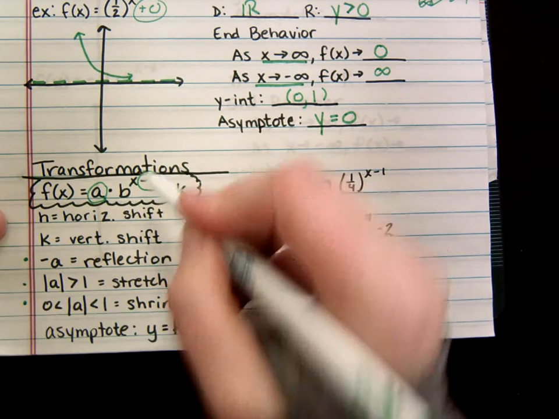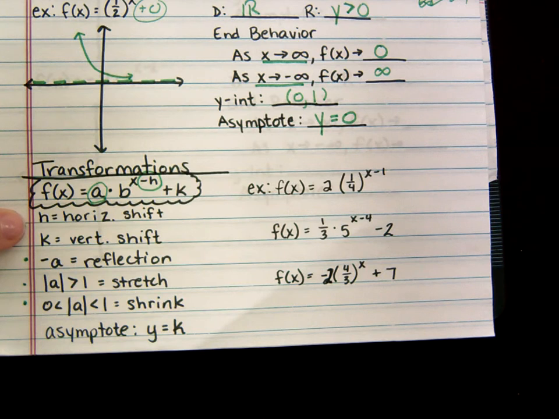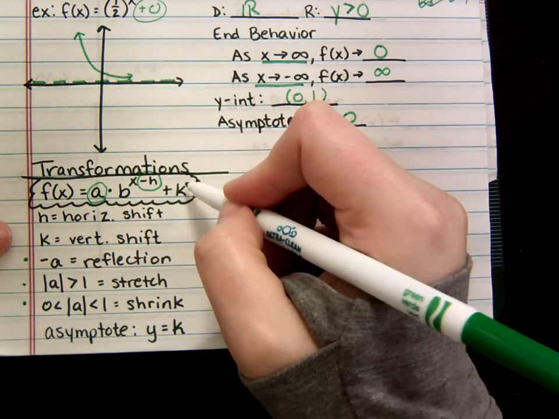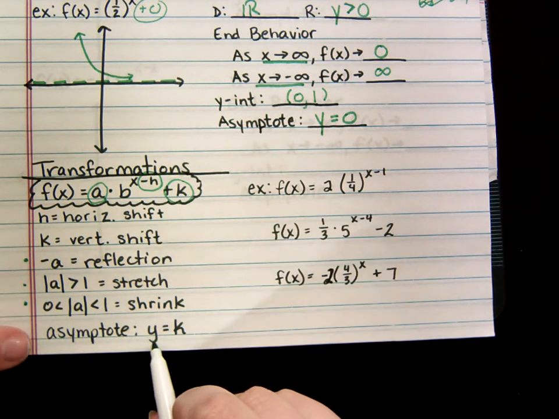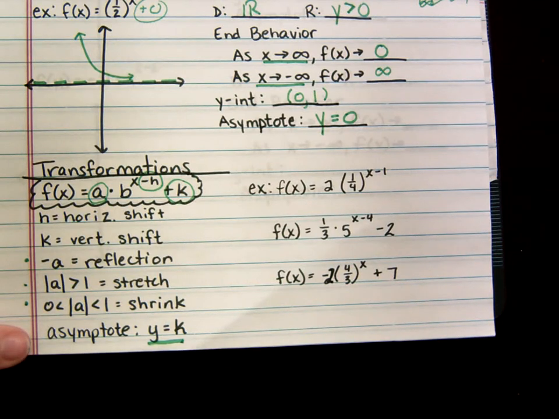This number here tells you your horizontal shift. Now remember that the horizontal shift is opposite of what you would think. So for instance, if I had x plus a number, it's actually moving the graph left. If it's x minus a number, it's moving it right. K is your vertical shift. And this one goes exactly the direction you would think. So if it's plus a number, you're moving up. Minus a number, moving down. And of course, K also helps you with your asymptote, because it's y equals whatever that number is.